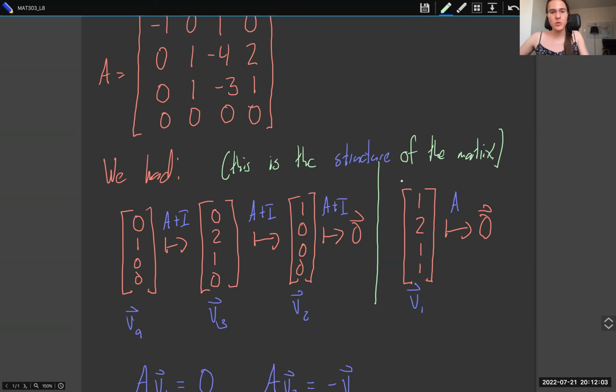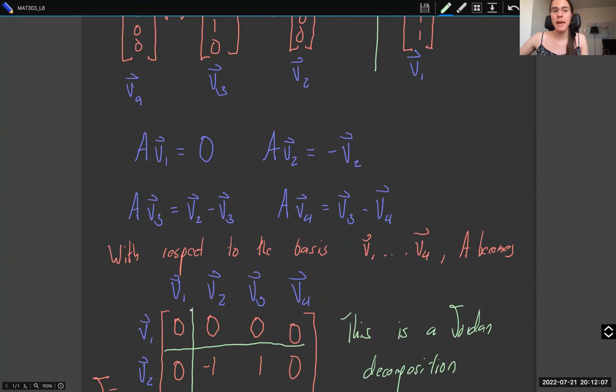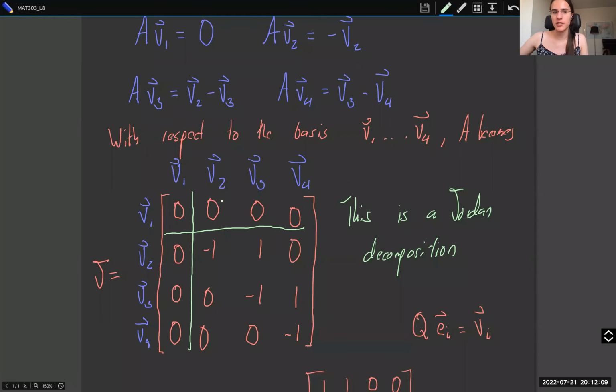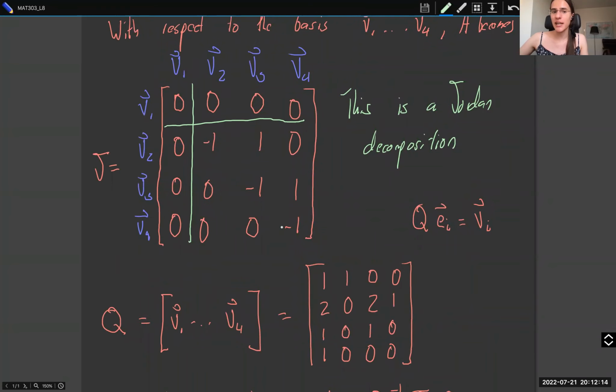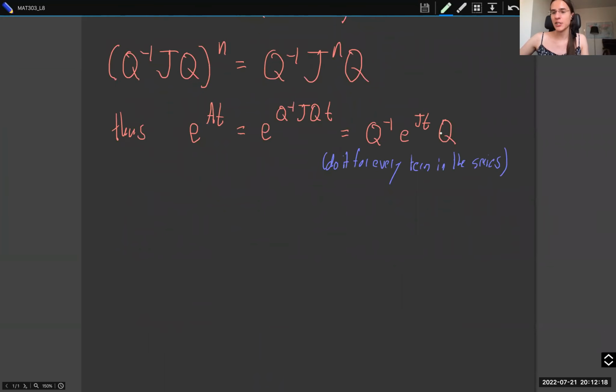And then if you take the vectors that you have in the structure and you change basis with respect to those vectors, then you get a Jordan block decomposition. And then you can exponentiate each block individually. And then you have to conjugate by Q again. But that means that you have to find Q inverse.